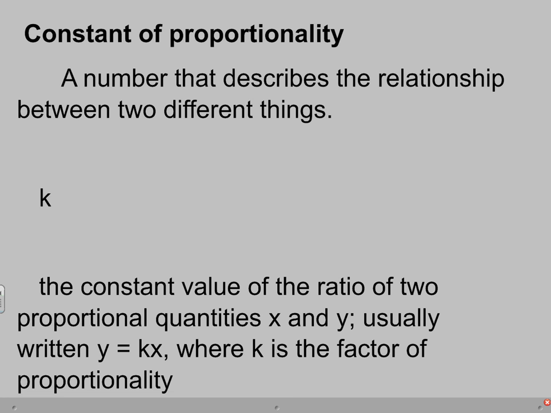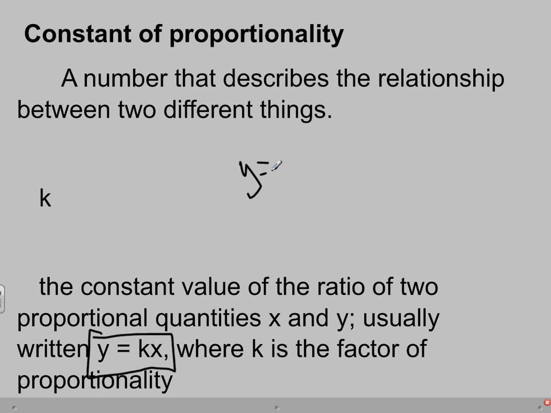here's the fancy math definition: the constant value of the ratio of two proportional quantities x and y, usually written y equals k times x, where k is the factor or constant of proportionality. Okay, so that's a lot of math speak. Pretty much what I want you to take out of it is that this equation here, y equals k times x, is the kind of standard form of a proportional relationship.